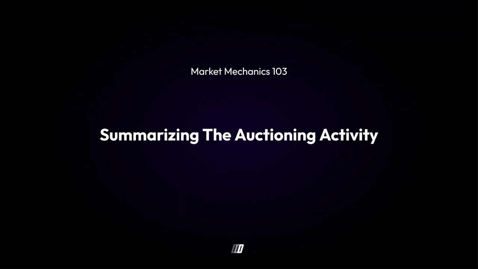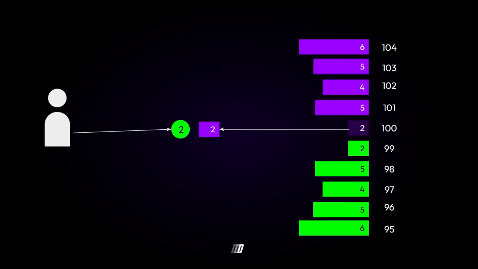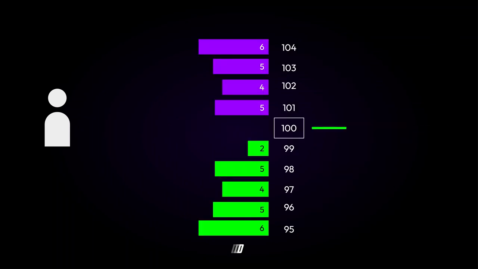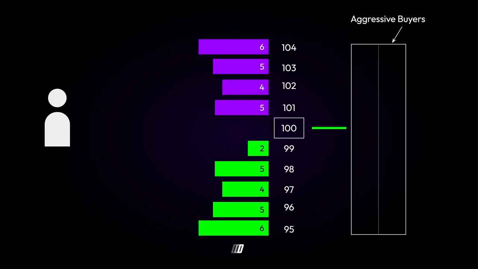And how do we summarize what we've learned, all of this auction activity, in a chart that shows it? So we said that these two contracts are matched, right? There's a buyer that's matched with a seller. It's a match. That's the new price. The candle opens. Now let's add one more layer. Let's have a little table that summarizes for us aggressive buyers on the right-hand side and aggressive sellers on the left-hand side.